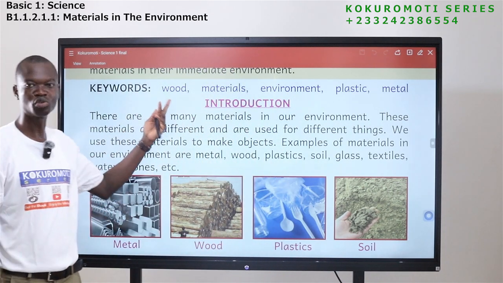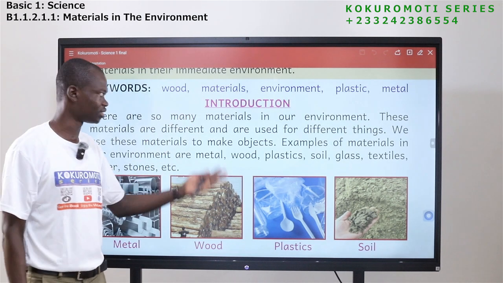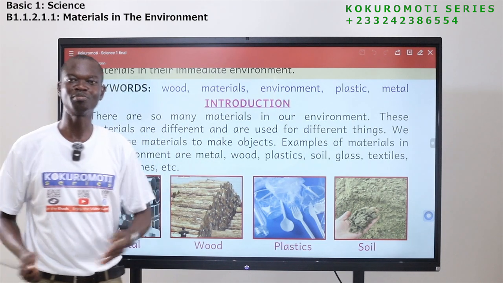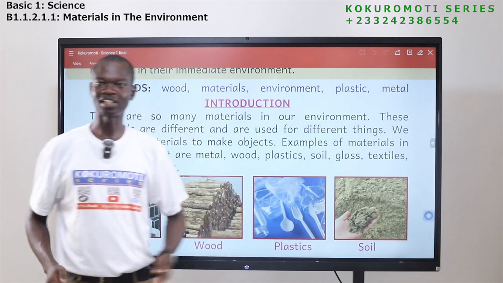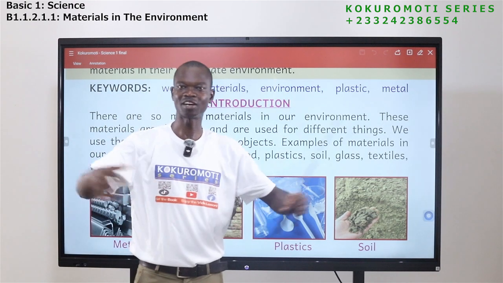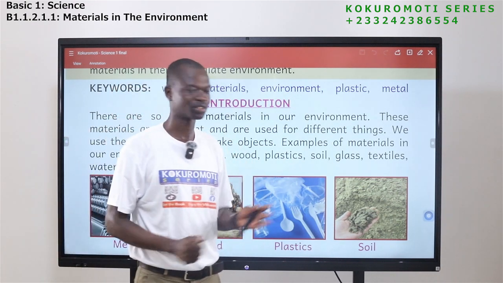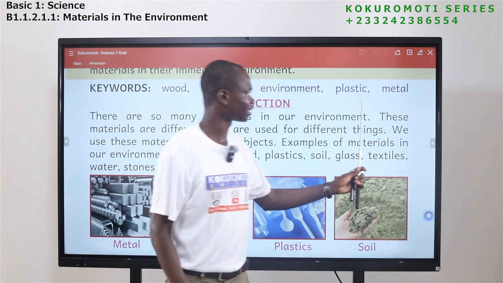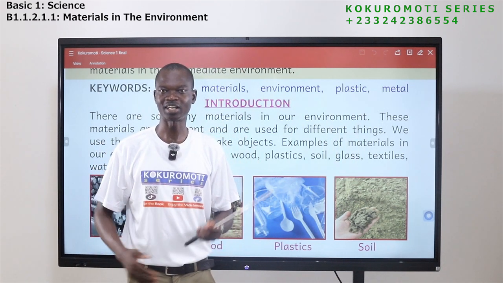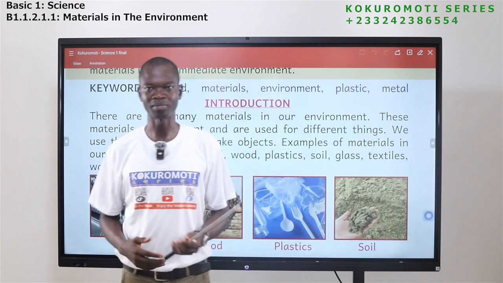As we continue, you will understand these words. I believe you all know wood. Yes, we get wood from what? Plants and trees. Materials are things that we use to make objects. They are found in our environment. Environment also means the things that we see around us. The things that are around us are what we call the environment. Plastic too is a material. It's also a material used to do other things. And then we have metal, which is also a material.